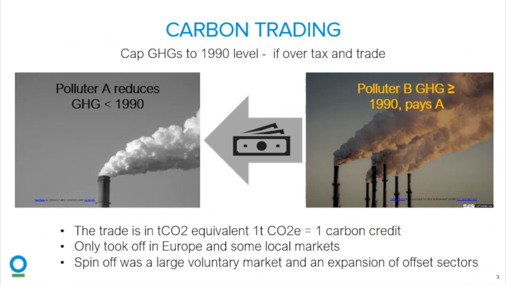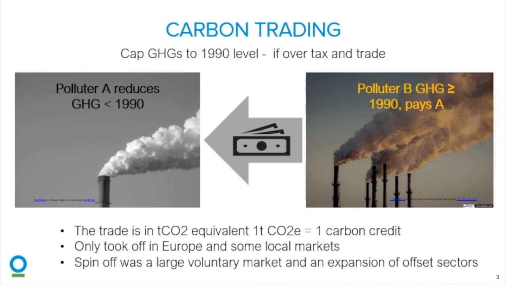The initial carbon trading system proposed was that polluters should cap their emissions to below 1990 levels, and if over that, they can buy credits from entities that have reduced to below 1990 levels or get taxed. The trade is done in tons of carbon dioxide equivalent. 1 ton of carbon dioxide equals 1 carbon credit.